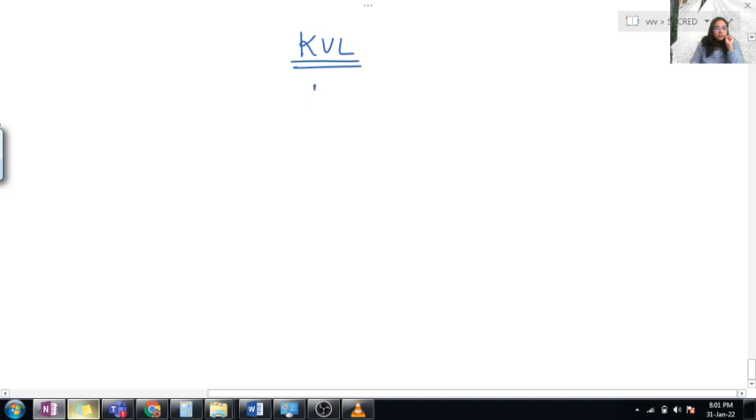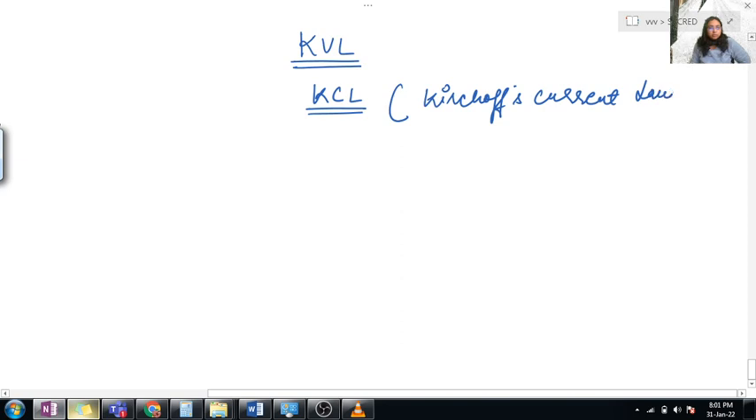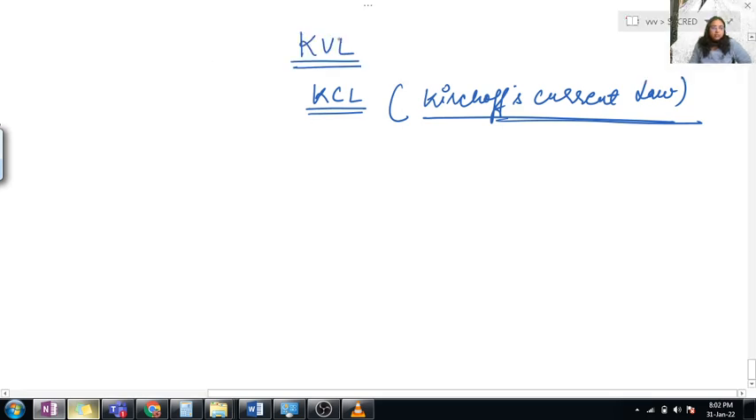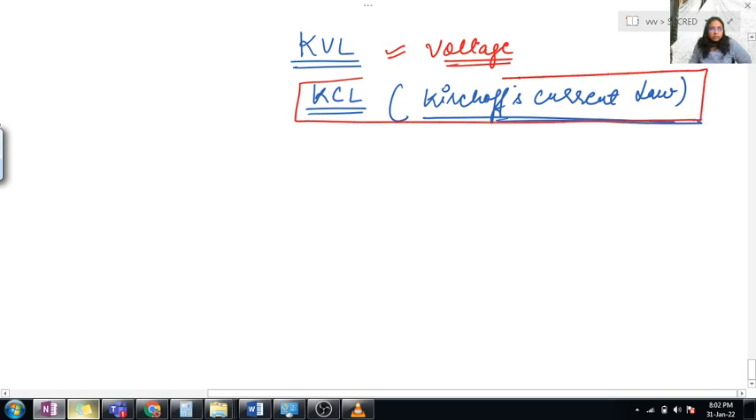In the last lecture we studied KVL, but in this lecture we'll study KCL. What is KCL? KCL is Kirchhoff's current law. I told you in the last lecture that Kirchhoff is a scientist's name, and on the basis of his name he gave two laws. One is based on voltage and the other is based on current. Voltage we had already discussed. Today we will discuss Kirchhoff's current law, which is totally based on nodal analysis. You can call it nodal analysis, or you can call it Kirchhoff's current law.